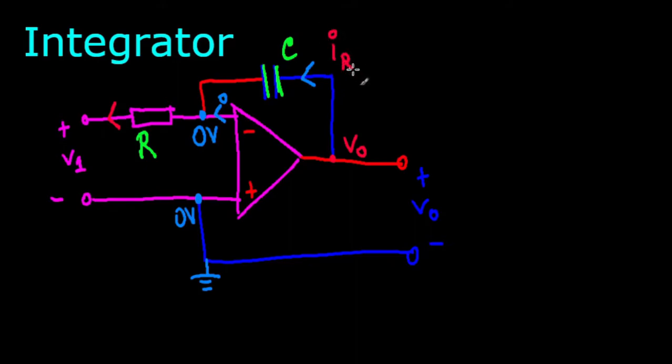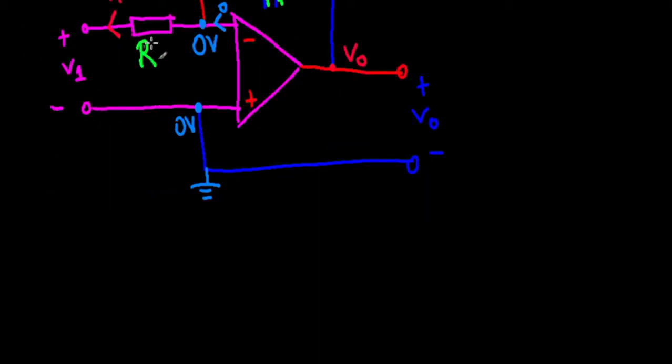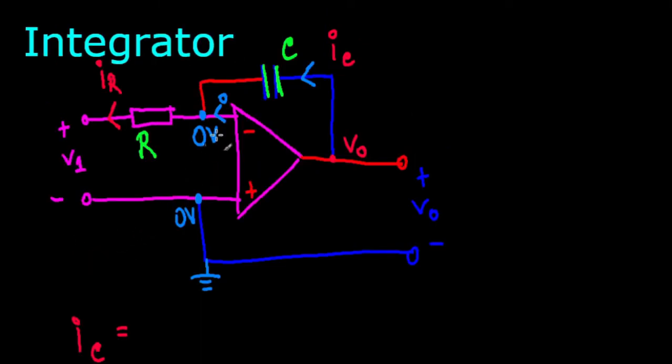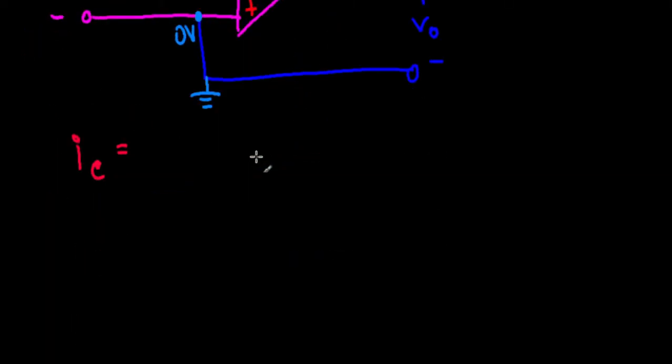First thing, I'll call this I sub C, and let's call this I sub R. So your I sub C is going to be equal to your I sub R plus 0. The 0 just disappears. So the current entering is the current exiting, basically just using KCL here. So I sub C equals I sub R. Well, what is I sub C?